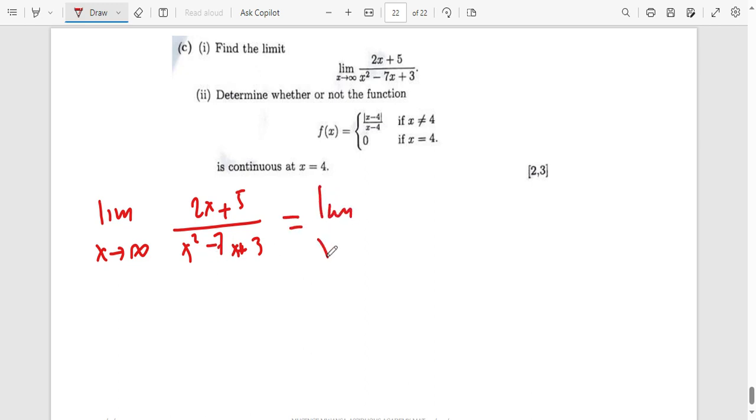So the highest power is 2. So this will be the limit as x approaches infinity. Divide everything by x power 2. So 2x divided by x power 2 will be 2 over x, because 1x will cancel with 1x.